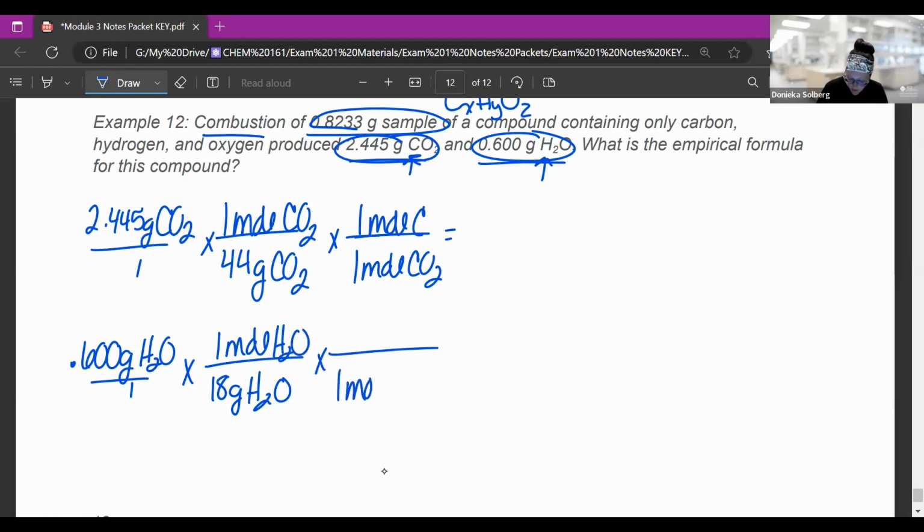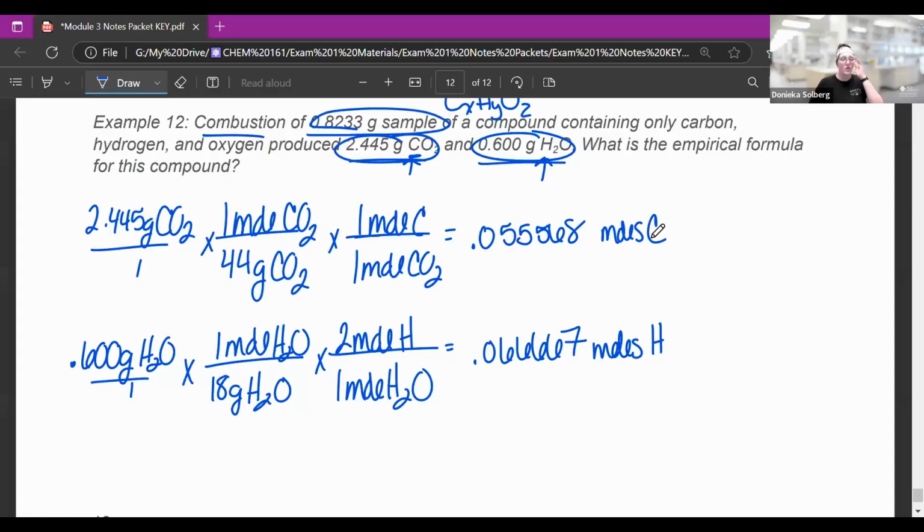But 1 mole of H2O actually has 2 moles of just hydrogen. So if I want to know just the hydrogen part, I do have to multiply by 2. Okay, so I'm going to do that math really quick. Okay, so that means that originally there were 0.05568 moles of carbon and 0.06667 moles of hydrogen.